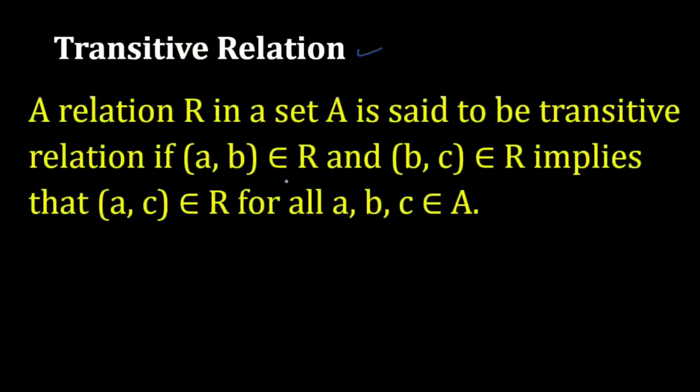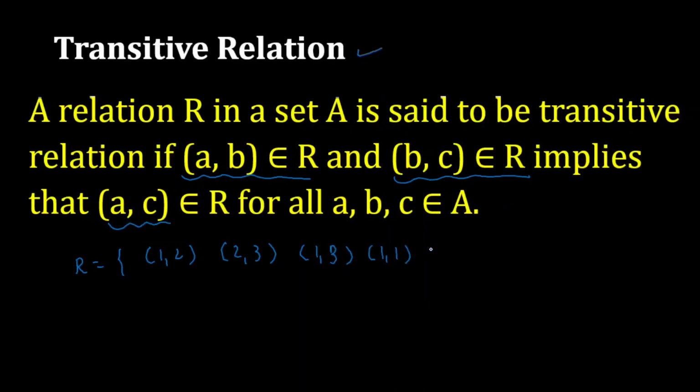Okay, let us see one last, the transitive relation. This is very important, my dear students. Just concentrate here. A relation R in a set A is said to be transitive if, for transitive we need three elements, if (A, B) belongs to R and (B, C) belongs to R, this implies that (A, C) belongs to R. Okay, this is very important. Let us take R having (1, 2), (2, 3), (1, 3), (1, 1), (3, 3), (2, 2).